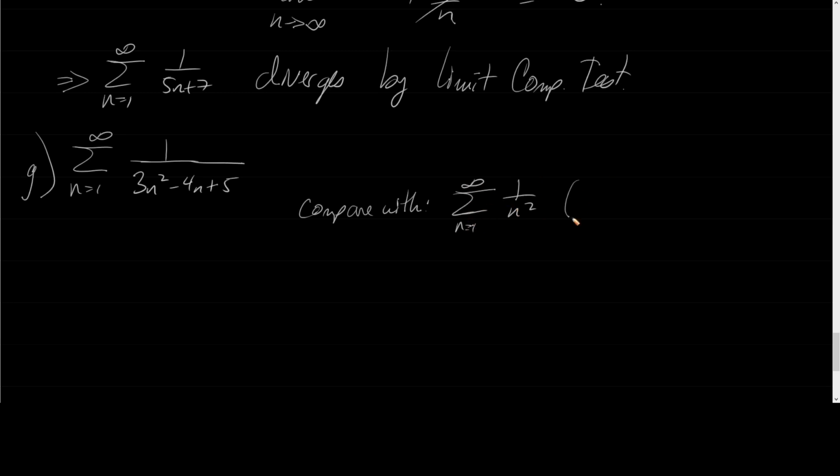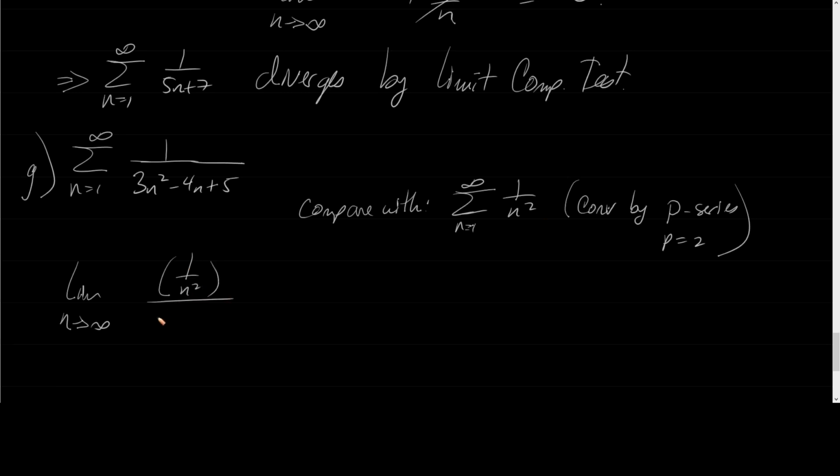We know what this one does. This is a p-series, so this one converges by p-series where p is equal to 2. Remember, with p-series, p being strictly greater than 1 means that it's going to converge. So now I'm going to take the limit as n goes to infinity of, I'll do it this way again, 1 over n squared over 1 over 3n squared minus 4n plus 5.